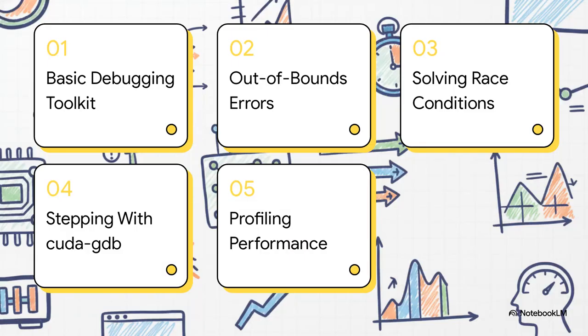So here is our game plan for today. First, we'll look at the basic debugging toolkit. Then, we'll go hunting for out-of-bounds errors. Third, solving race conditions. Fourth, we'll get into stepping with cuda-gdb. And finally, profiling kernel performance.